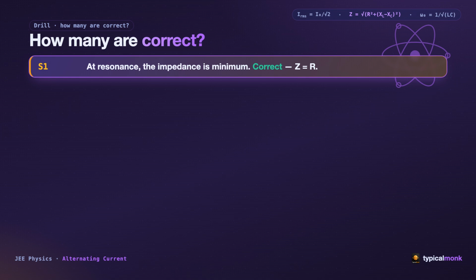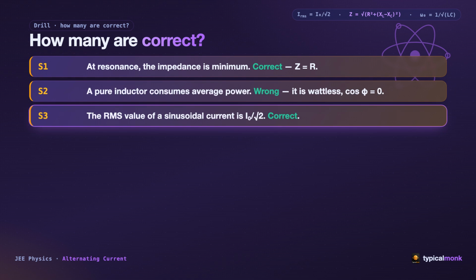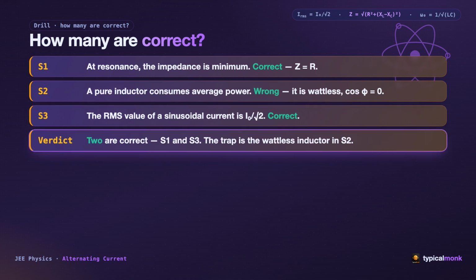Now, how many of these statements are correct? Statement 1. At resonance, the impedance is at its minimum. Correct. The impedance Z equals R. Statement 2. A pure inductor consumes average power. Wrong. It is wattless with a power factor of 0. Statement 3. The RMS value of a sinusoidal current is I naught over root 2. Correct. So the answer is 2 are correct: statements 1 and 3. The trap is the wattless inductor in statement 2.